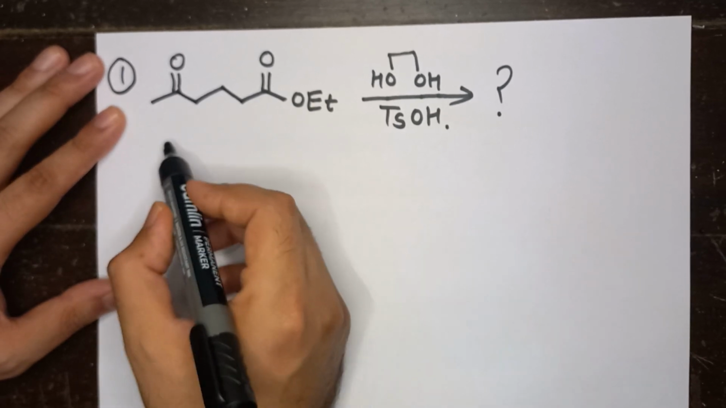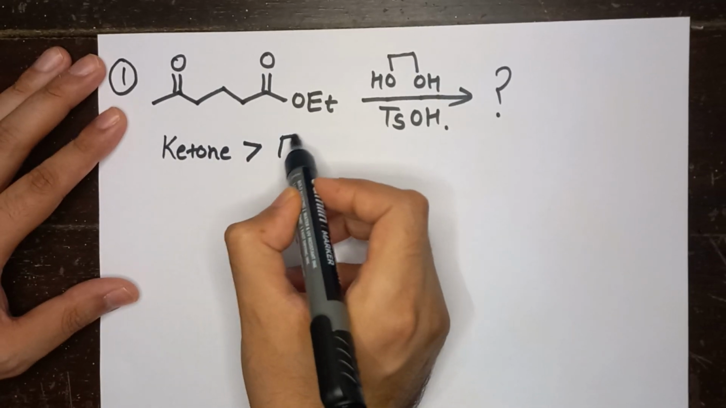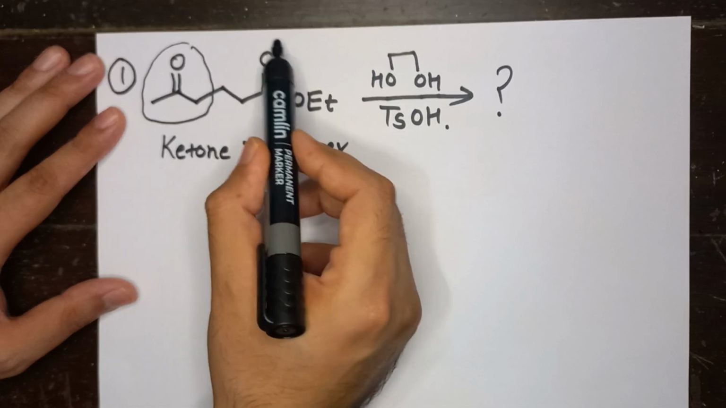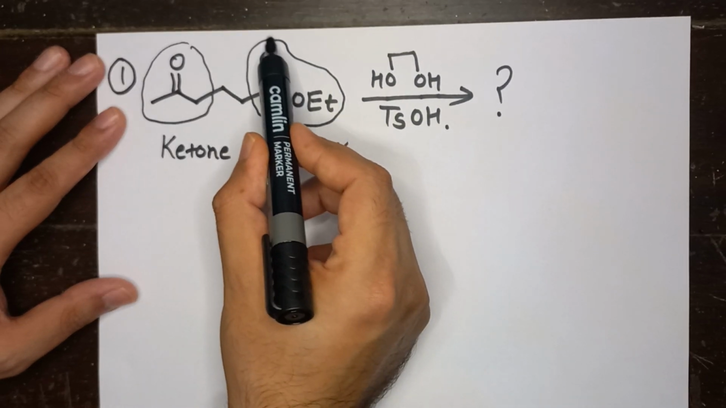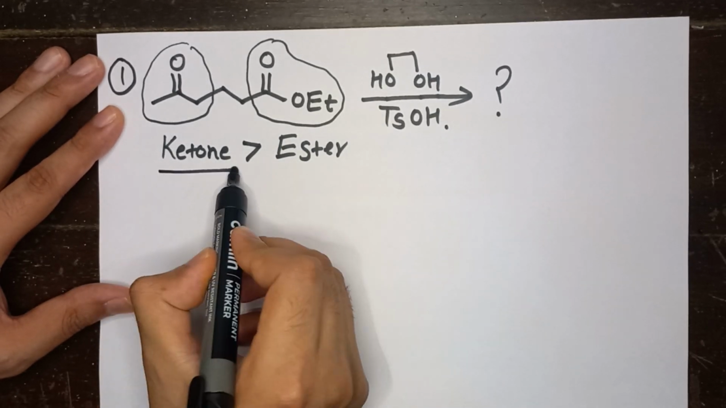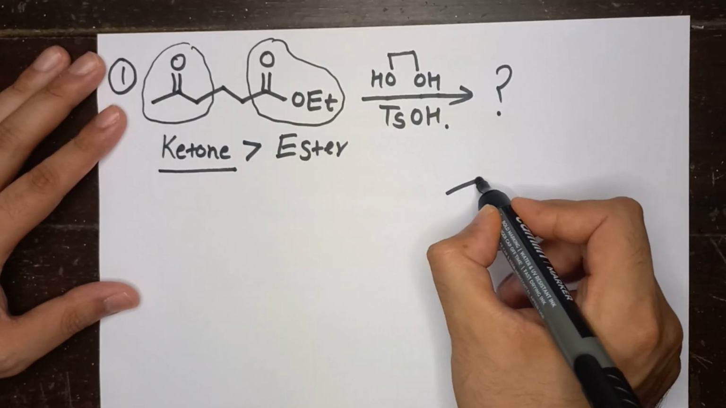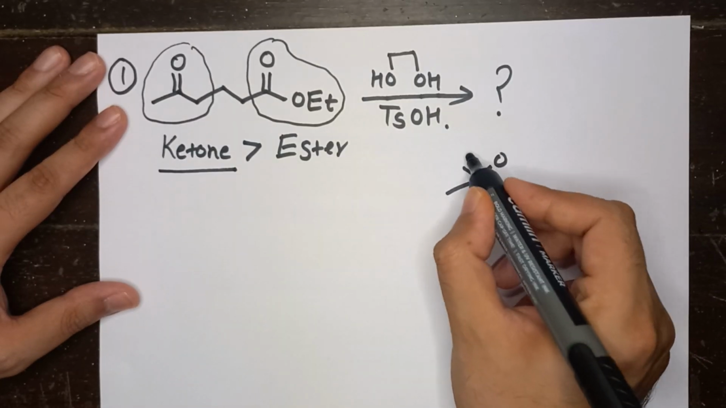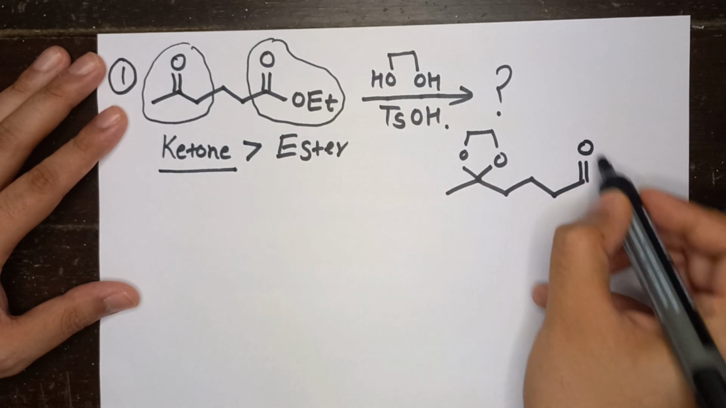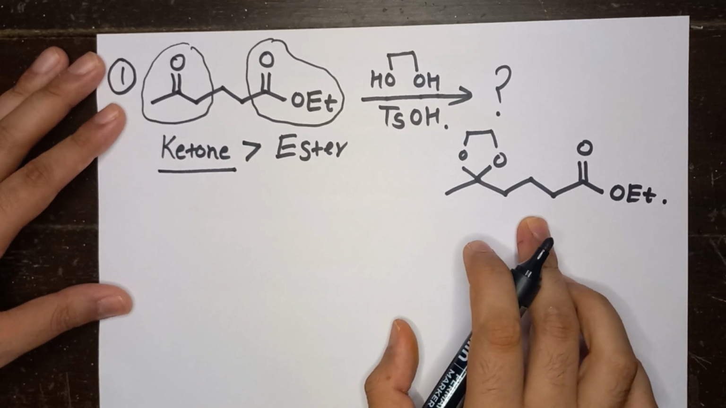So we know that a ketone is more reactive than an ester. So this is my ketone and this is my ester, and we have to do protection. The ketone is more reactive, so we are going to go ahead and protect this ketone selectively, and this will be untouched. So this is the product for this particular reaction.